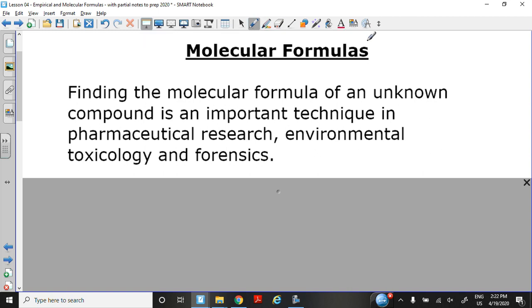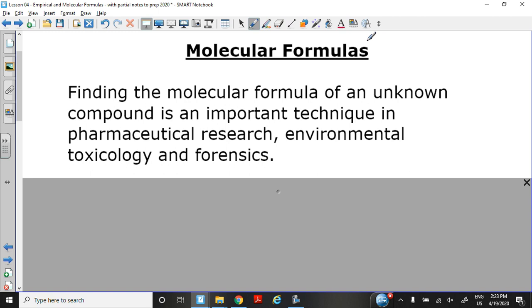So this is part 2 of our lesson. Once you've learned how to do empirical formulas and solve empirical formula problems, you're ready to move on to molecular formula problems. So finding out the molecular formula of compounds is a really important technique that's used in science.